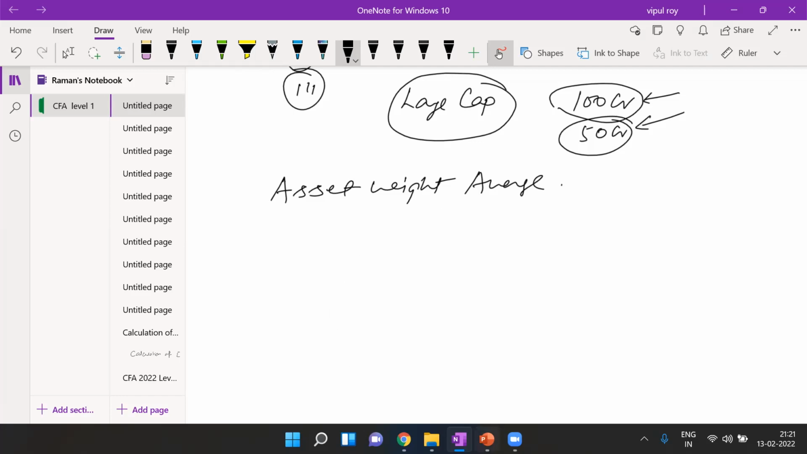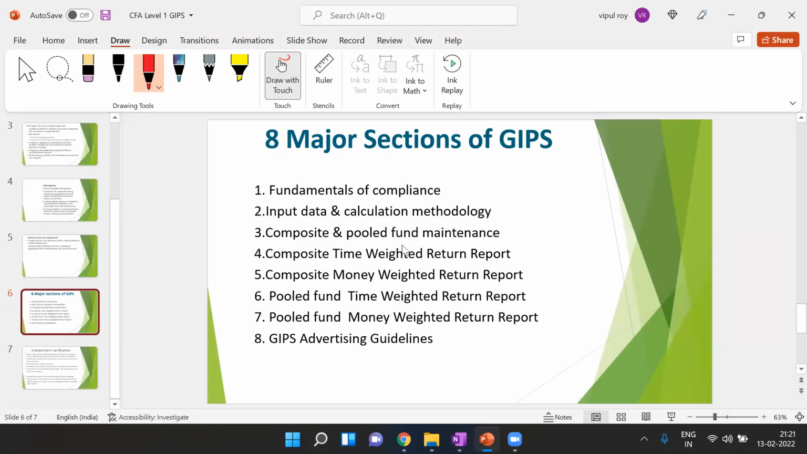The moment we are talking about pooled funds, a pooled fund is included in a composite only if it fits its definition. Let's say we have defined a composite in such a manner that these funds are largely invested in large capitalization stock. Similarly, if pooled funds are also invested in large capitalization stocks, then only they have to be included in the composite.